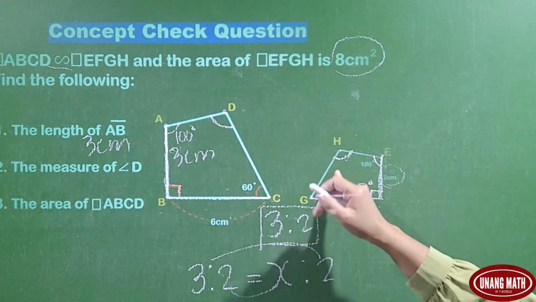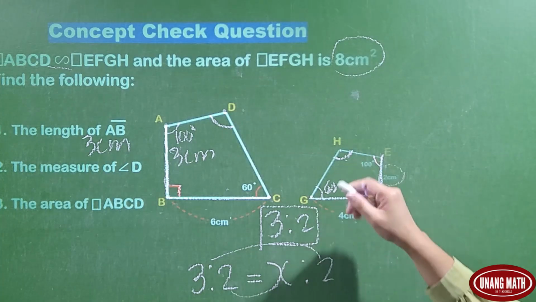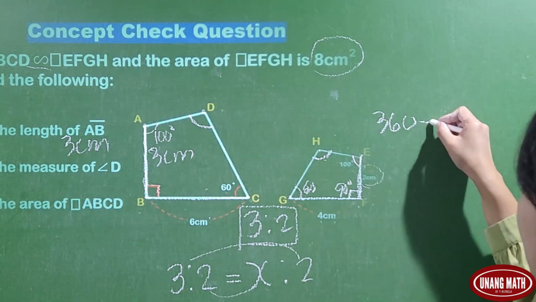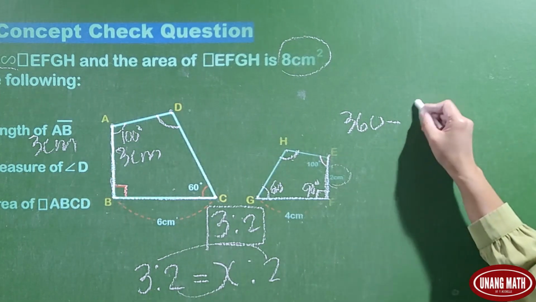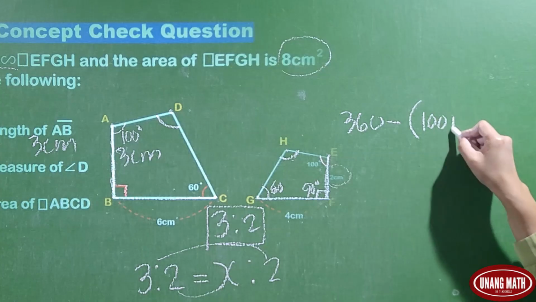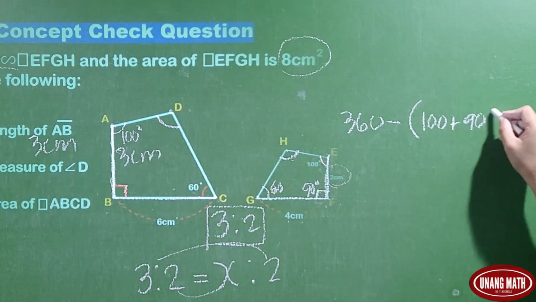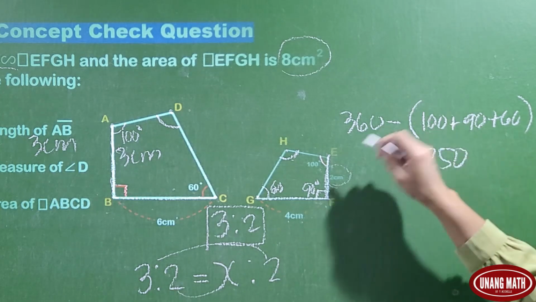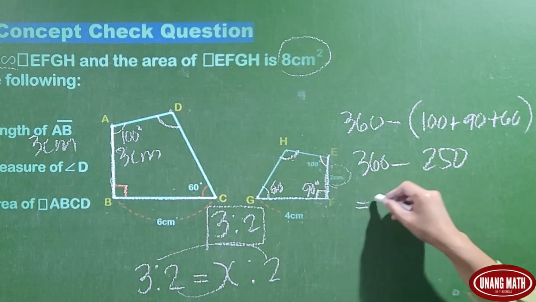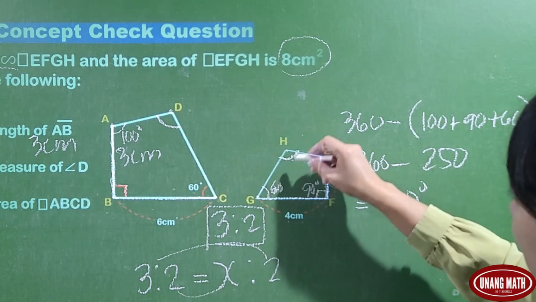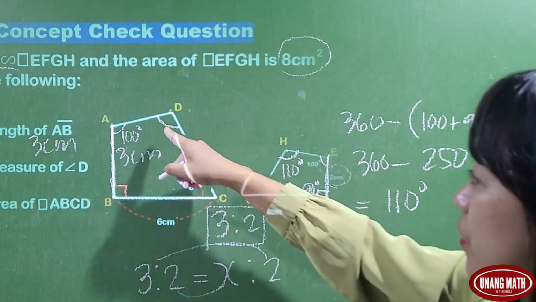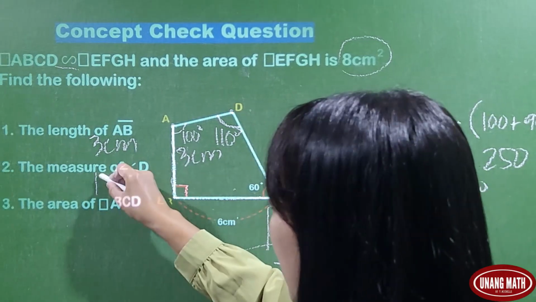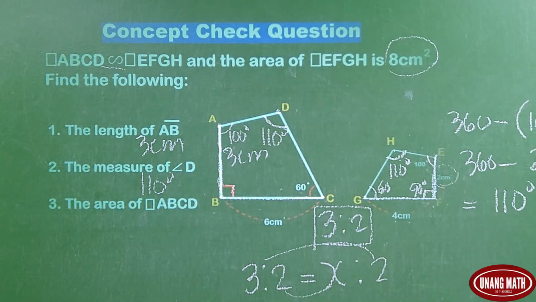Let's find angle H since we already know these three angles. We just have to get the sum of these three angles and subtract from 360. So this is 100 plus 90 plus 60, and this is 250. Subtract from 360, so it means this angle is 110 degrees. So angle D is also 110 degrees. So the measure of angle D is 110 degrees.